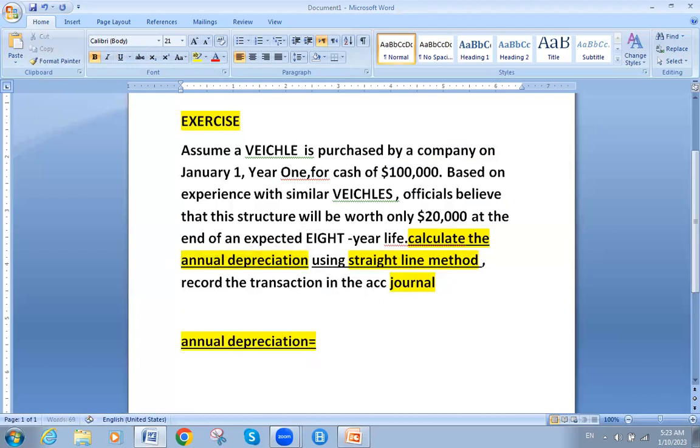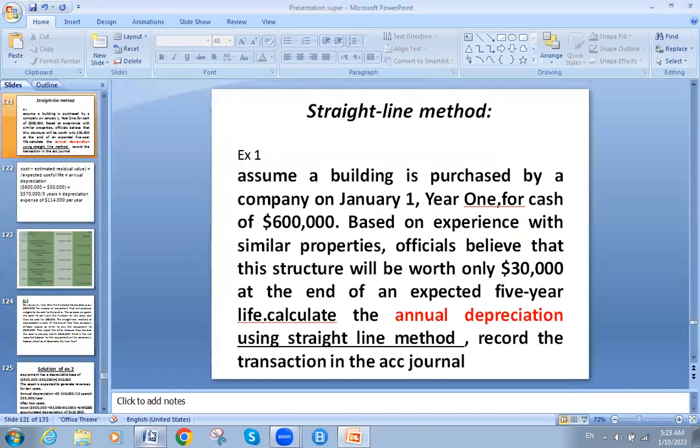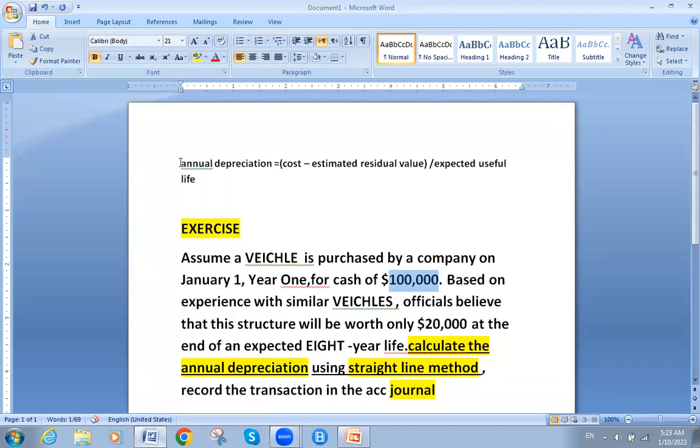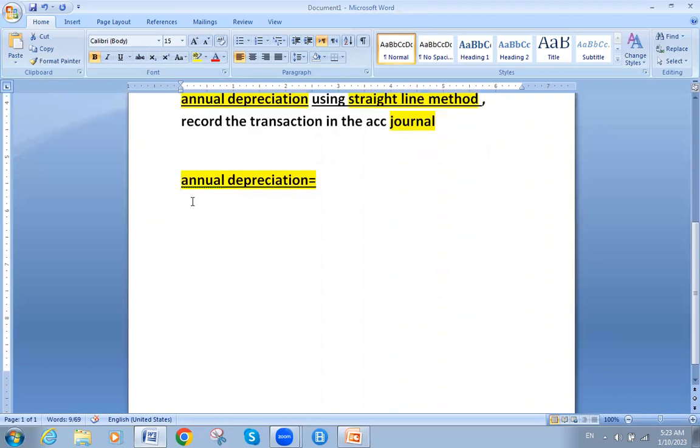The annual depreciation will equal, the cost is 100,000. I have to write the equation back, and the equation, I wrote it here. If you see, I wrote the equation here. So I will take it back like this, copy. The annual depreciation will equal cost minus estimated residual value divided by number of years of life.